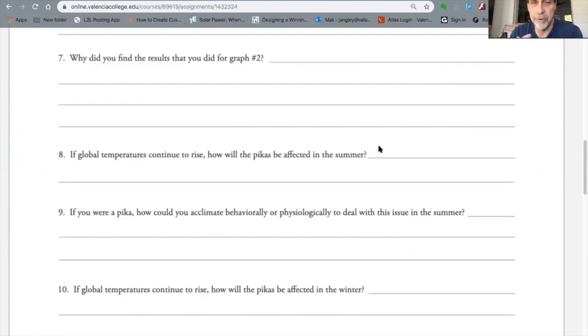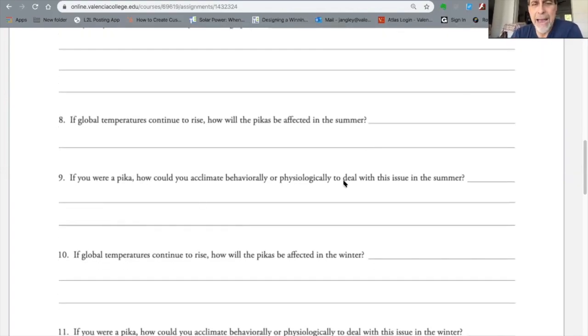That would be helpful if you all shared the graphing functions. And say, how did you do? If global temperatures rise, what do you think is going to happen to the pika? And if you were a pika, how would you acclimate?